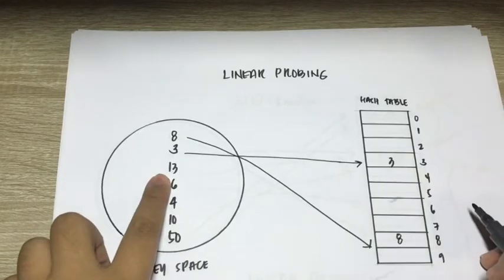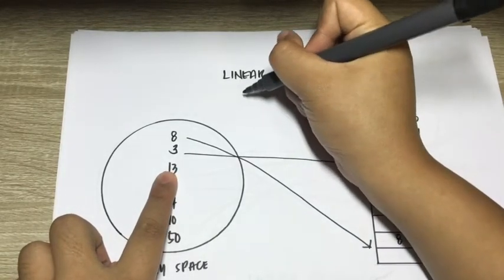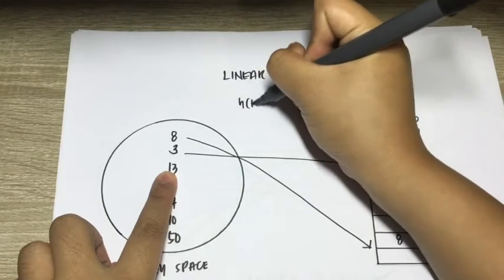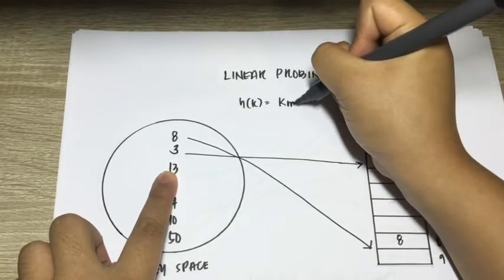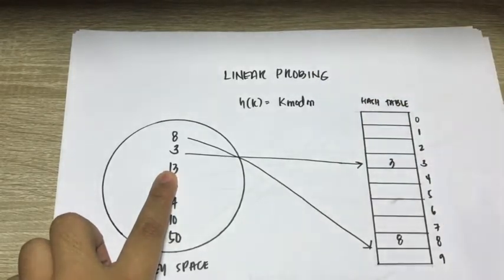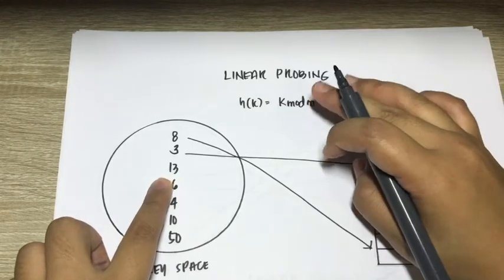Next, we have 13. Since the original hashing function is h of k equivalent to k modulo m, what we are going to do is modify this hashing function.